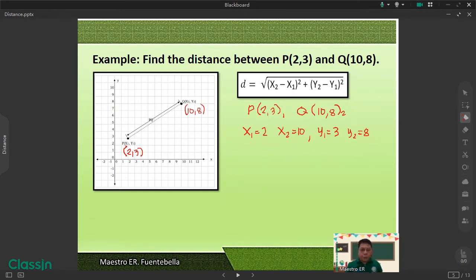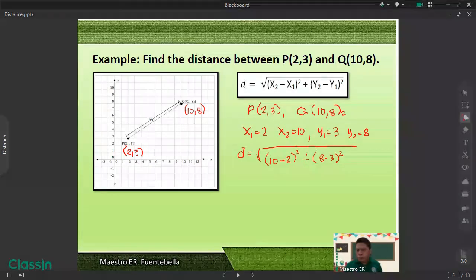So all you have to do is to substitute to the given formula. So we have now d, the distance, is equal to the square root of x sub 2, where x sub 2 is 10, minus x sub 1 is 2, quantity squared, plus y sub 2 is 8, minus y sub 1 is 3, quantity squared. Then after that, let's simplify.